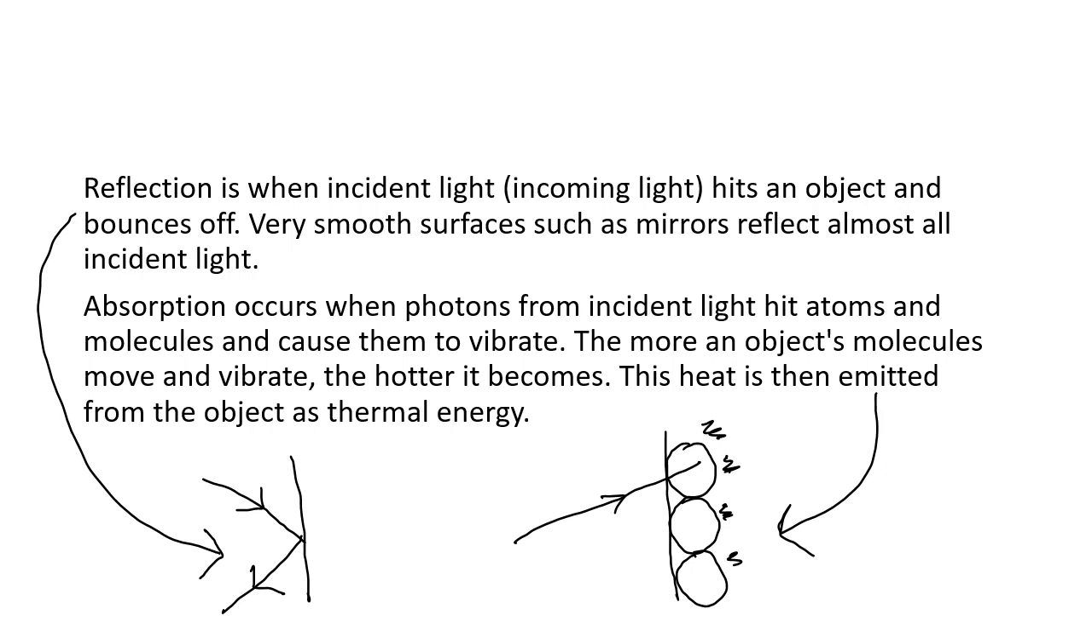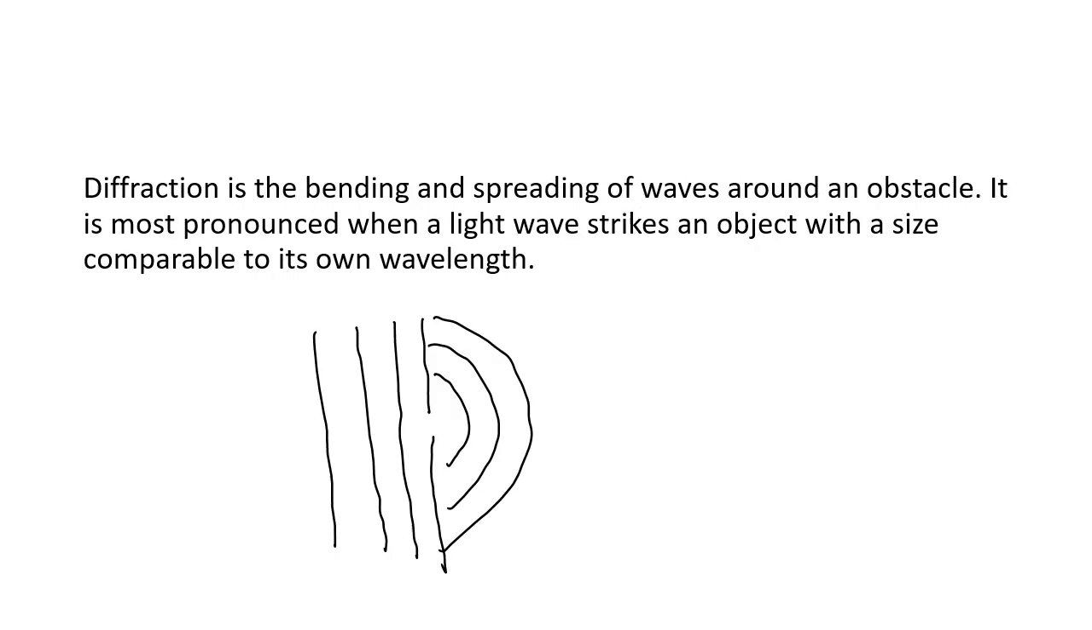Absorption occurs when photons from incoming light hit atoms and cause them to vibrate. So it causes them to vibrate, it absorbs. The more an object's molecules move and vibrate, the hotter it becomes. The heat is then emitted from the object as thermal energy.